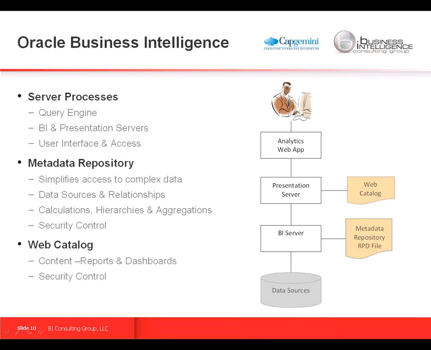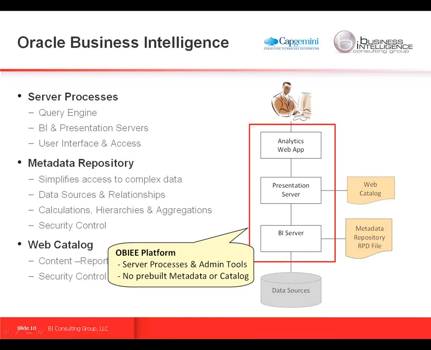So the OBIEE platform from Oracle itself is basically the server processes and the administration tools. There is actually no metadata repository. There's no catalog. There is also no data warehouse database or a schema to go along with that. It's simply the reporting tool.